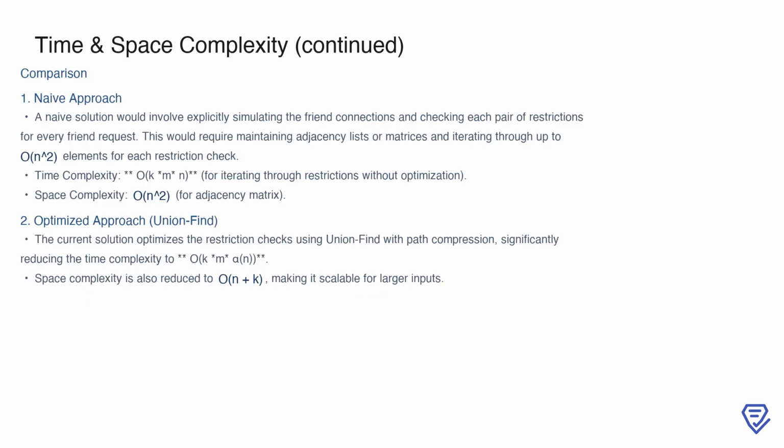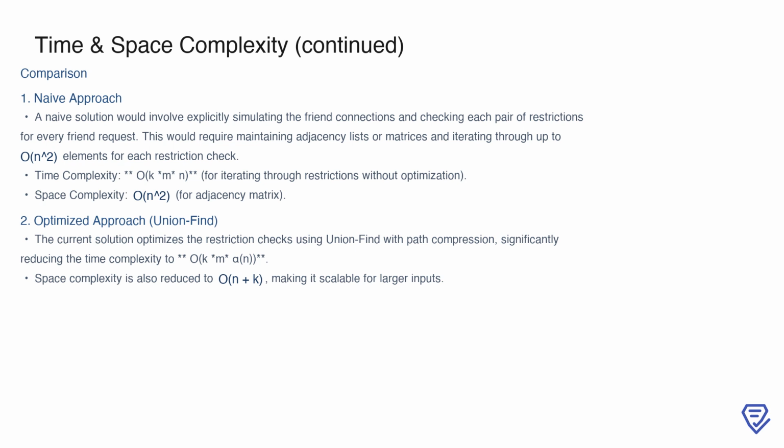Comparing this optimized approach with a naive solution highlights the efficiency of using union find. A naive approach would rely on simulating friend connections with adjacency lists or matrices and manually checking each pair of restrictions for every friend request. This would result in a time complexity of O(k * m * n), where iterating through restrictions for each request is expensive. Additionally, maintaining an adjacency matrix would require O(n²) space, which is impractical for large values of n.